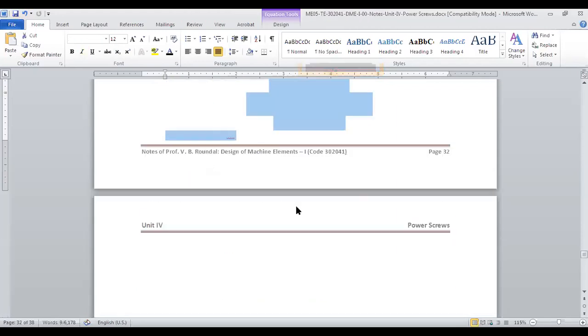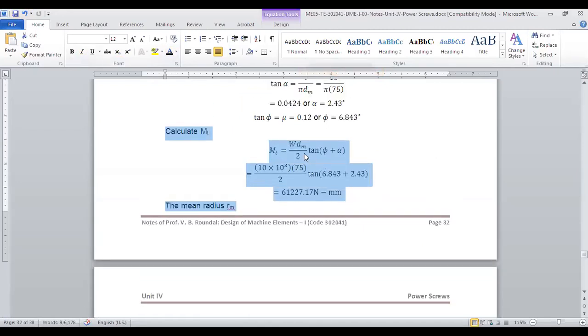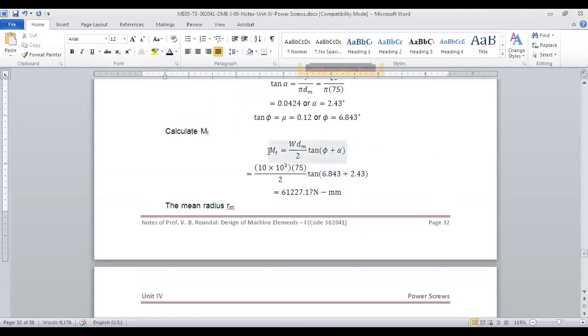Now we will try to find the loads, the torque. The torque MT required to raise or lower will be W into dm by 2 into tan of phi plus alpha. We know this because this is raising the load.